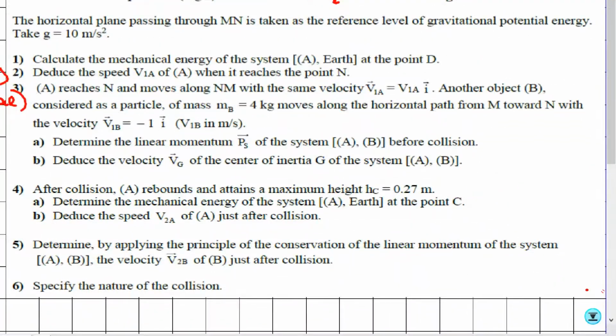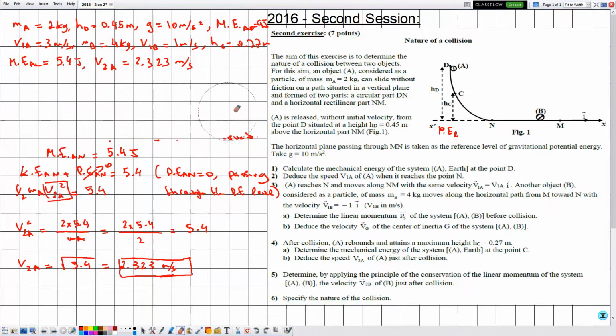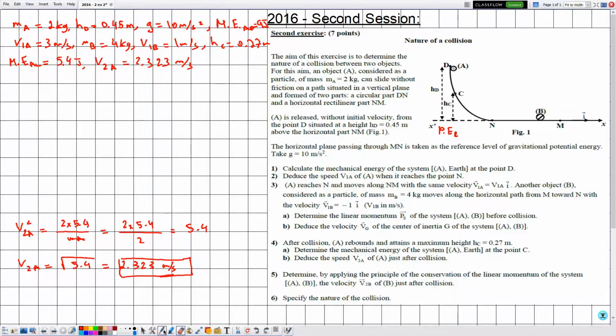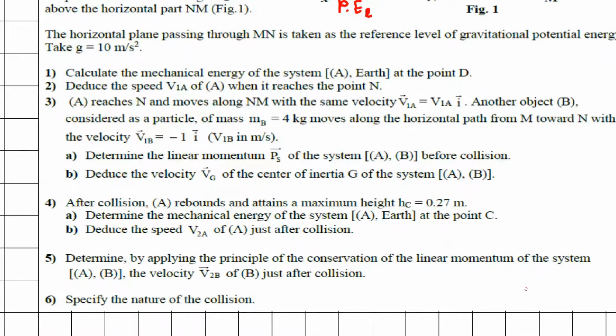Now in number 5 they are telling us to determine, by applying the principle of the conservation of linear momentum of the system. Then let me write as a title that during collision the linear momentum of the system. So always we need to specify the system that we are working with, and here the system consists of the two objects A and B, is conserved, and by applying this principle we need to determine V2B.